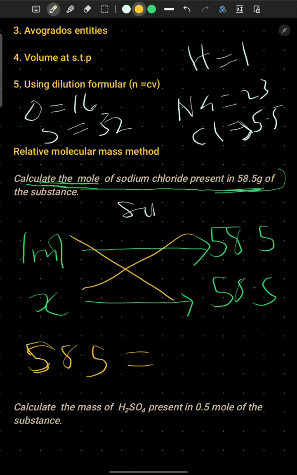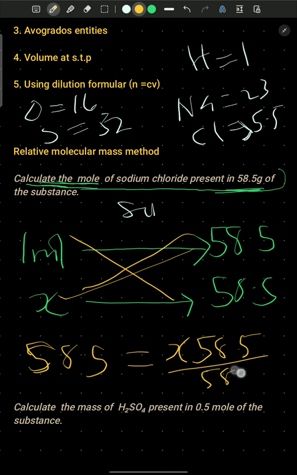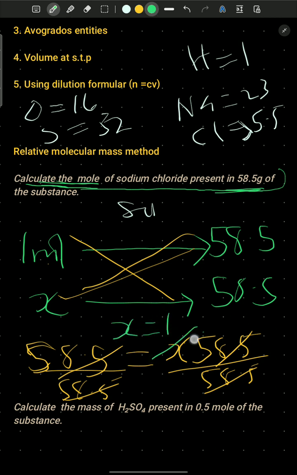So x times 58.5 will give you x 58.5. So you divide both sides by 58.5 and you divide both sides by 58.5. At the end of the day, you will see that x is equal to 1. So that is it. So this is how to find it.